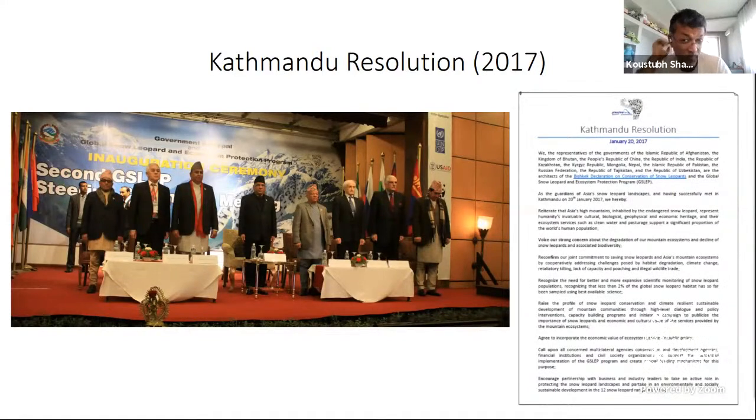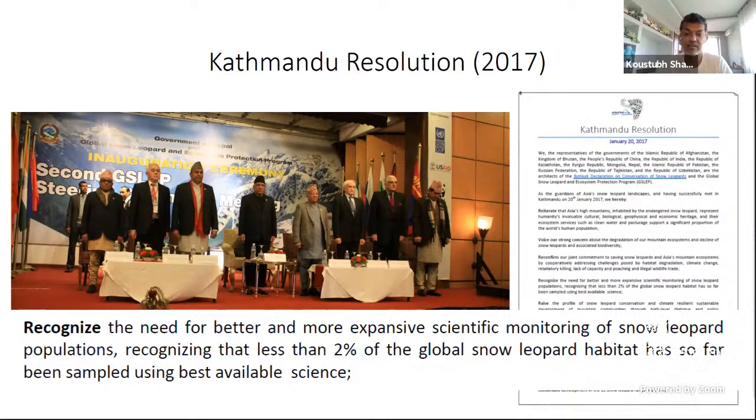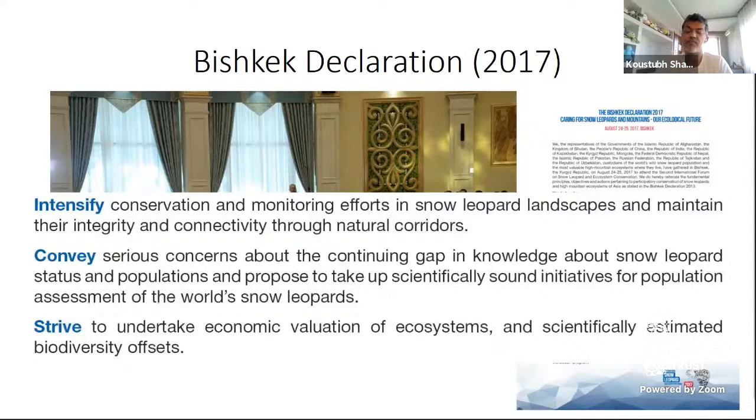So a quick background: it was in January of 2017 in Kathmandu that the issue of the need for better and more expansive scientific monitoring of snow leopards got flagged in the steering committee meeting of the GSLEP program. The Bishkek Declaration, endorsed by the heads of states of all snow leopard range countries, not only expressed concerns, but also instructed the scientific fraternity to take up scientifically sound initiatives for population assessments of the world's snow leopards. This is when PAWS was born with the name that it currently holds.